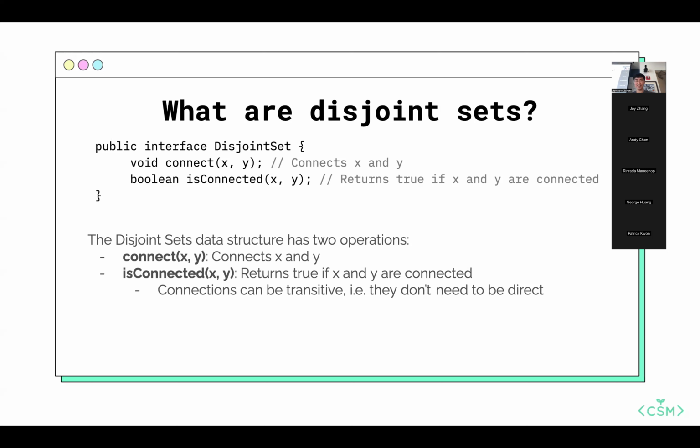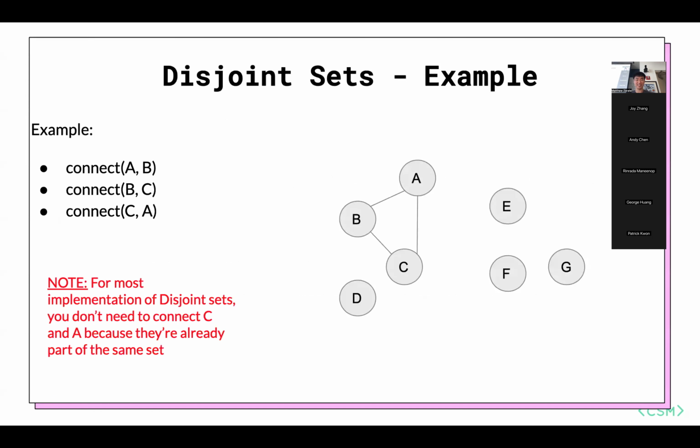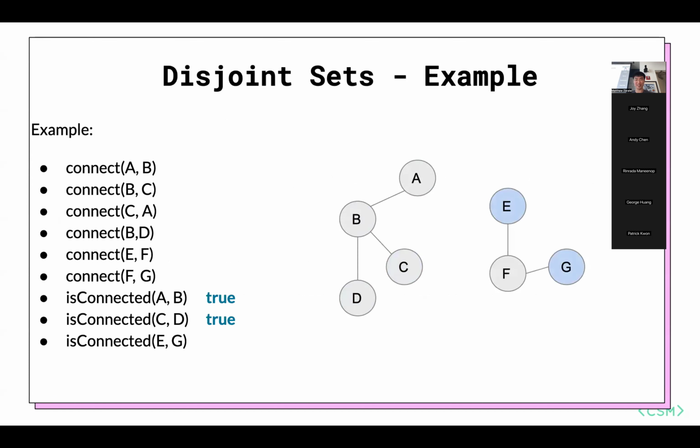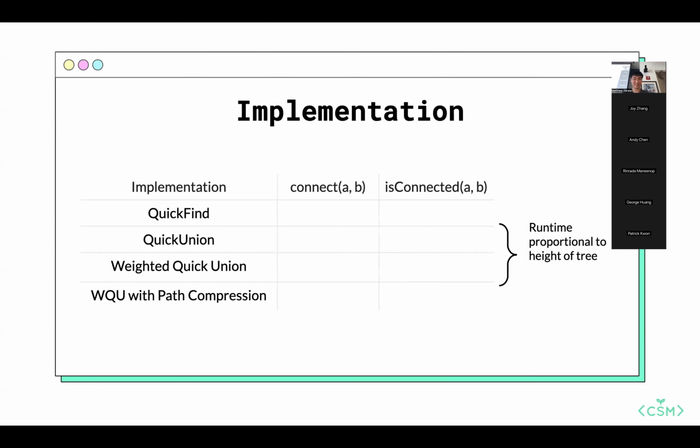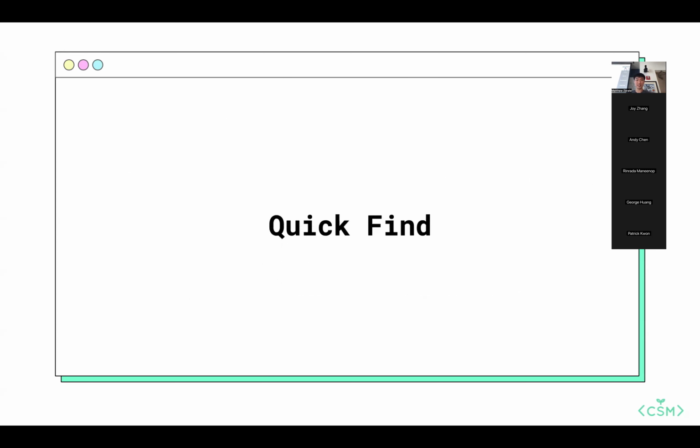But yeah, so disjoint sets, we have two important operations. Connect connects two things, and is connected returns true if they're connected, and false if they're not connected. And then we just went through a quick little example. I'll just speed through it so we can get to the other stuff. There are four implementations pretty much that we go through in 61B, which I'll go over one by one. Starting with quick find.